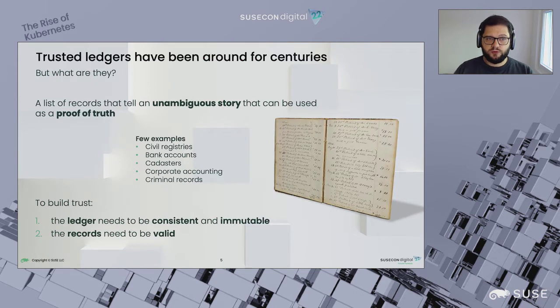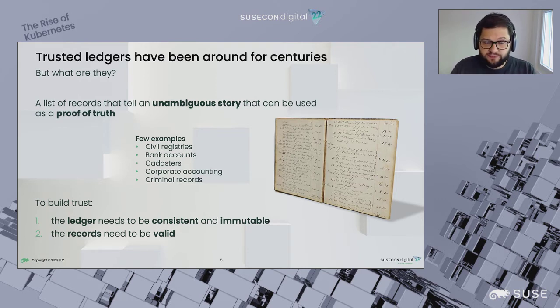Without further ado, what is DLT? What are we talking about? Well, in order to understand blockchain and DLT, we have to come to the source of it, a trusted ledger. And it's not an innovative thing. Actually, it's been there for centuries. A trusted ledger, basically, it's a list of records that tells an unambiguous story that you can use as a proof of truth. And everybody agrees on it.